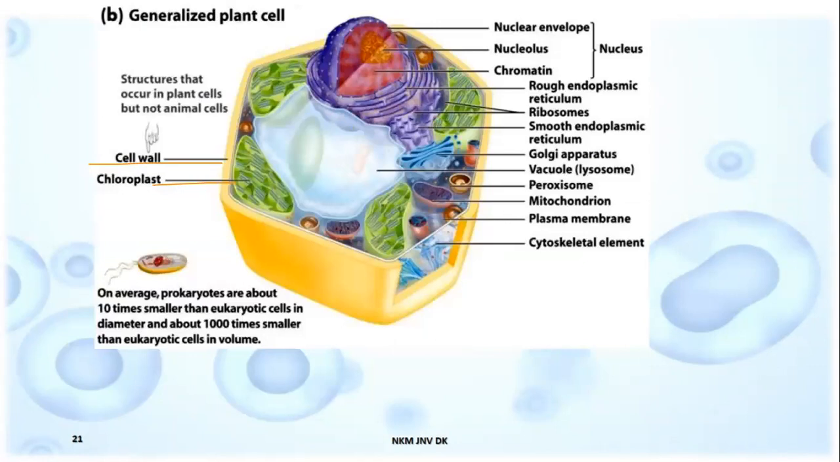A generalized plant cell is also given, with the nuclear envelope, nucleolus, and chromatin. Rough endoplasmic reticulum and smooth endoplasmic reticulum are there, and ribosomes are present on the rough endoplasmic reticulum. Then the Golgi apparatus and vacuoles are shown. Mitochondria, plasma membrane, cytoskeletal elements, cell wall, and chloroplast are also shown.